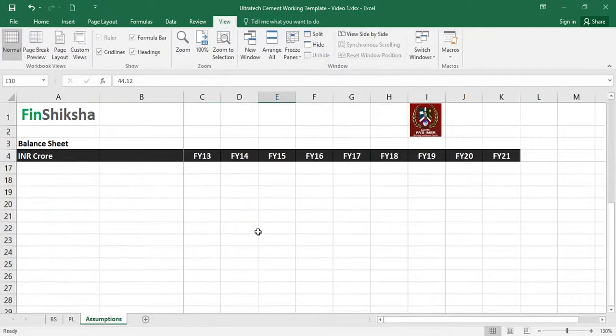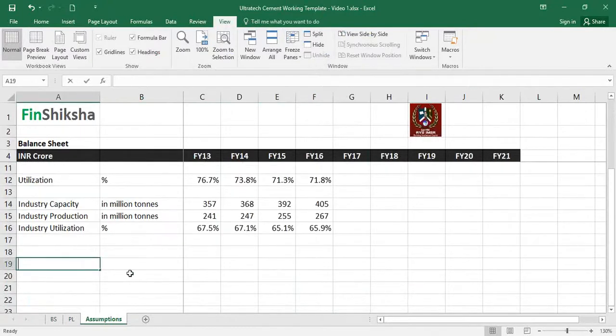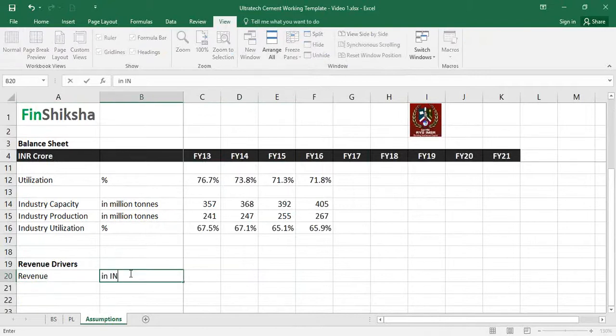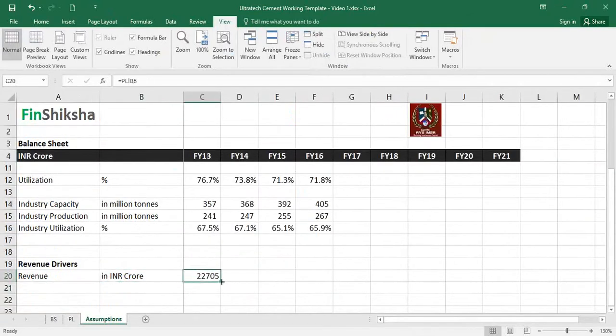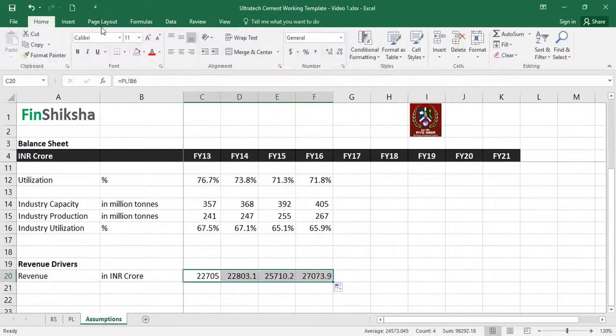So let's understand what revenue drivers the company would have. Now, for understanding revenue drivers, we probably need to put in the revenue numbers in INR crore, and this number is going to come from the P&L statement. So revenue from operations is what I'm going to take. The gross revenue from operations is the data that we are going to use for these 4 years, right?